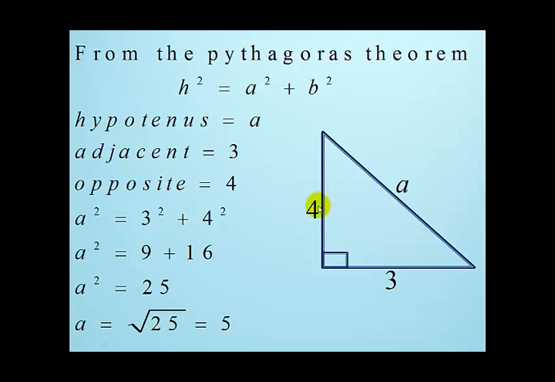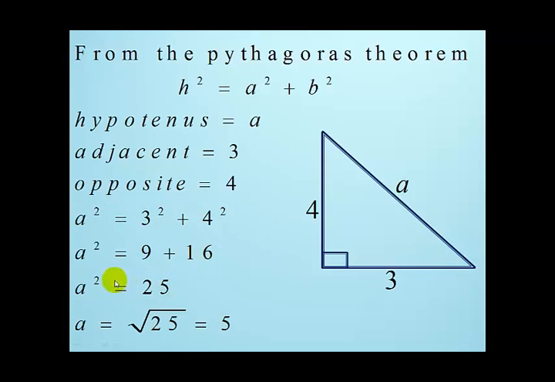So from this diagram, let our adjacent side be 3, and let our opposite side be 4. So we know the hypotenuse to be A, the adjacent to be 3, and the opposite to be 4. From the Pythagoras theorem, when we square the longest side, it is equal to the sum of the squares of the other two sides. Therefore A square is equal to 3 square plus 4 square. Now 3 square is 9, and 4 square equals 16. 9 plus 16 equals 25.